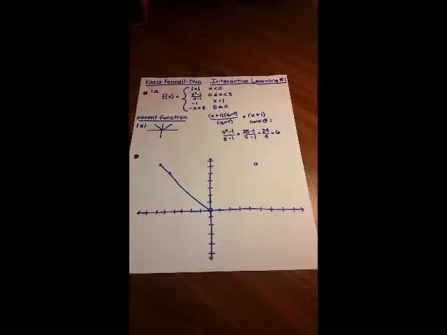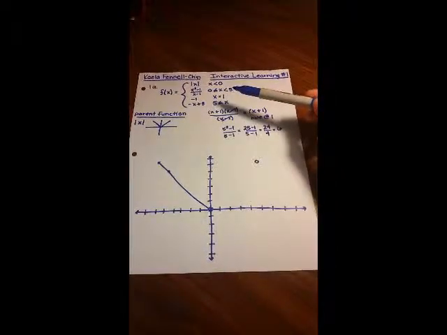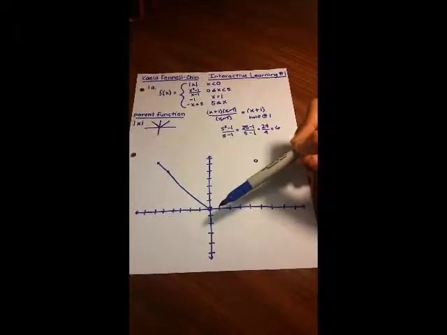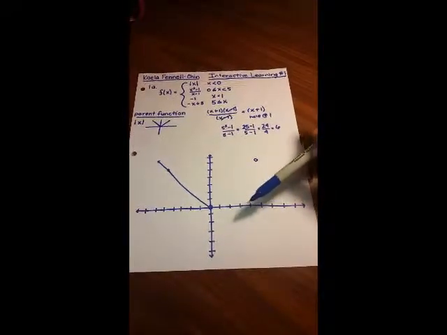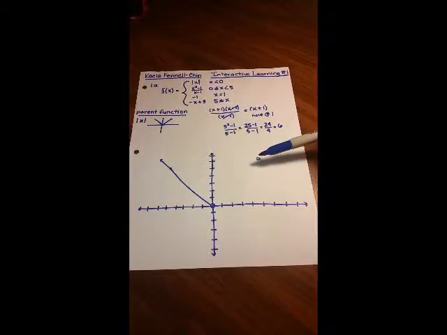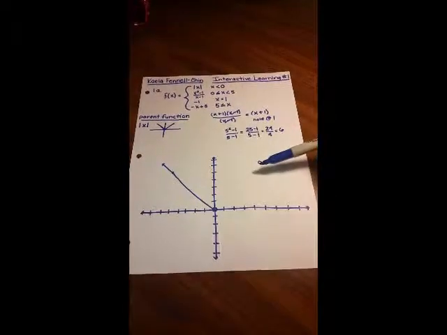As you can see, what I did was I plugged in 5 into my function, since that's the endpoint of that function, and I got 6. So I went over 5, 1, 2, 3, 4, 5, and I went up 6, 1, 2, 3, 4, 5, 6. And I got this point. And since it is not equal to, I put an open circle.